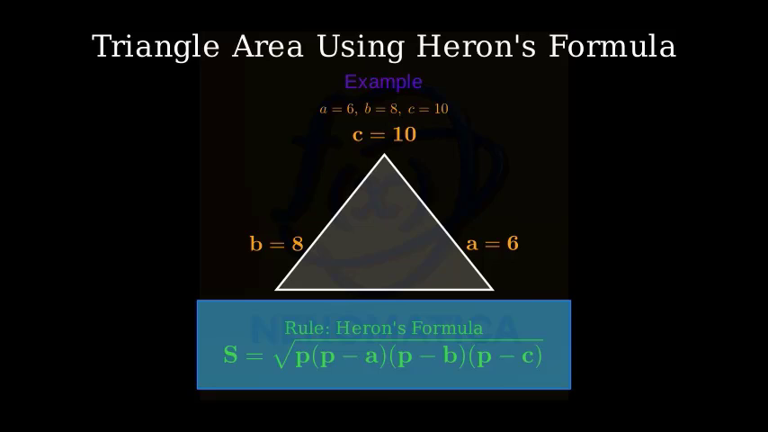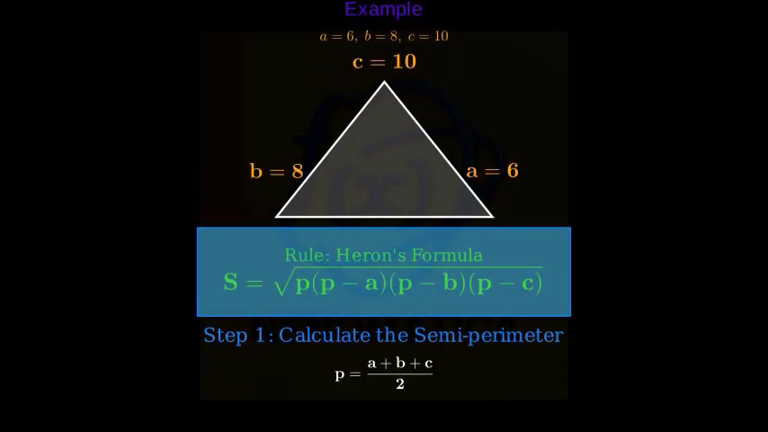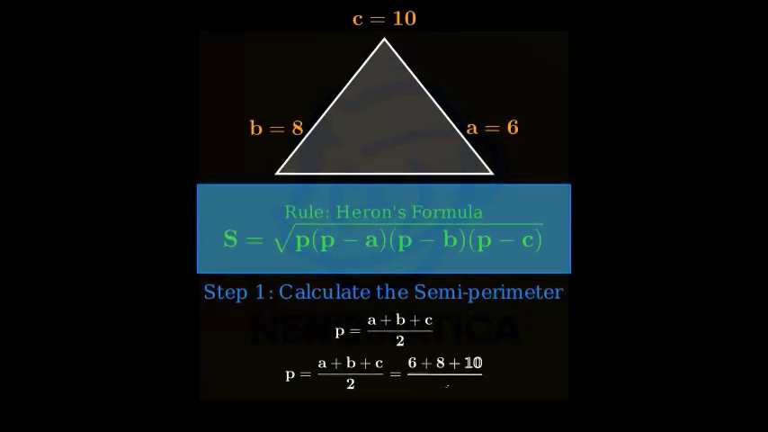formula. This formula states that the area equals the square root of the semiperimeter times the semiperimeter minus each side. Let's start by calculating the semiperimeter P. By definition, the semiperimeter equals the sum of all three sides divided by 2. Now we substitute the values of a, b, and c into the formula. P equals 6 plus 8 plus 10, all divided by 2.